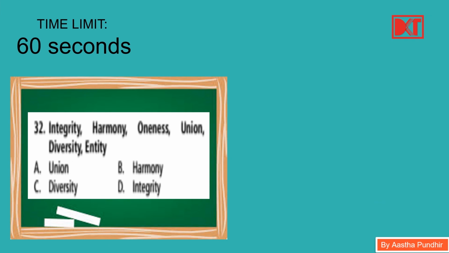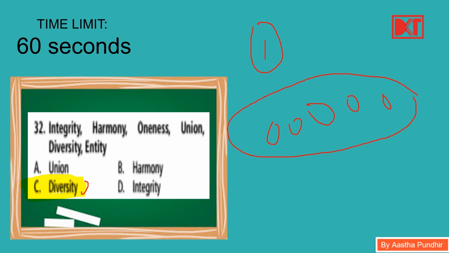Okay, so the words are integrity, harmony, oneness, union, diversity, and entity. Now here, the correct answer, which means the odd one out, is diversity. Why diversity? See, all other words, integrity, harmony, oneness, union, entity, all of them mean something that is one. Diversity, however, refers to a diverse group of people. It means people from different backgrounds. So union and integrity mean one.